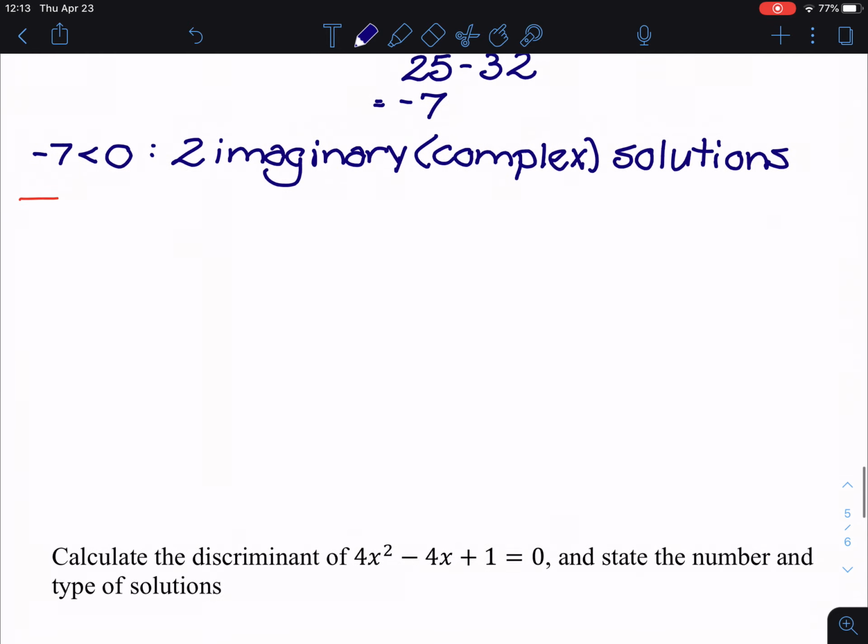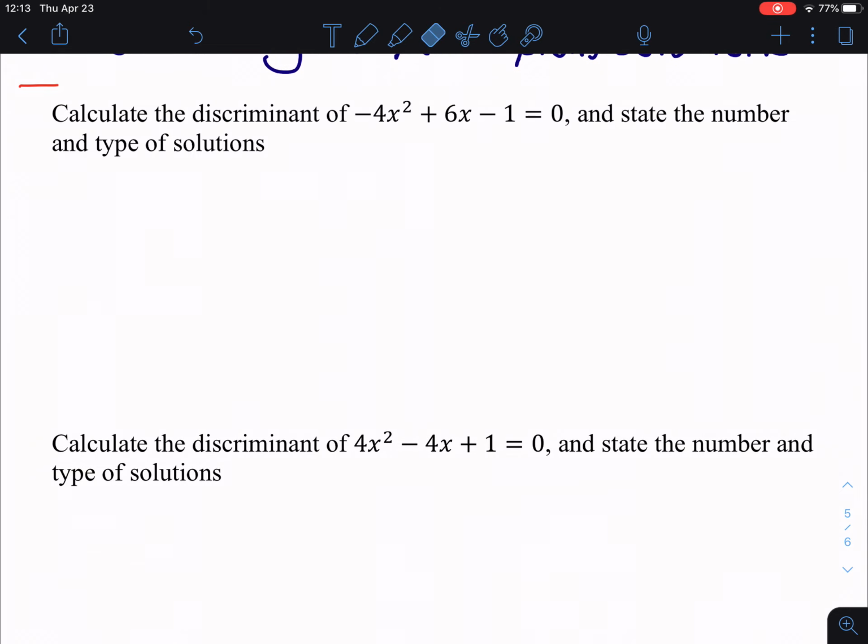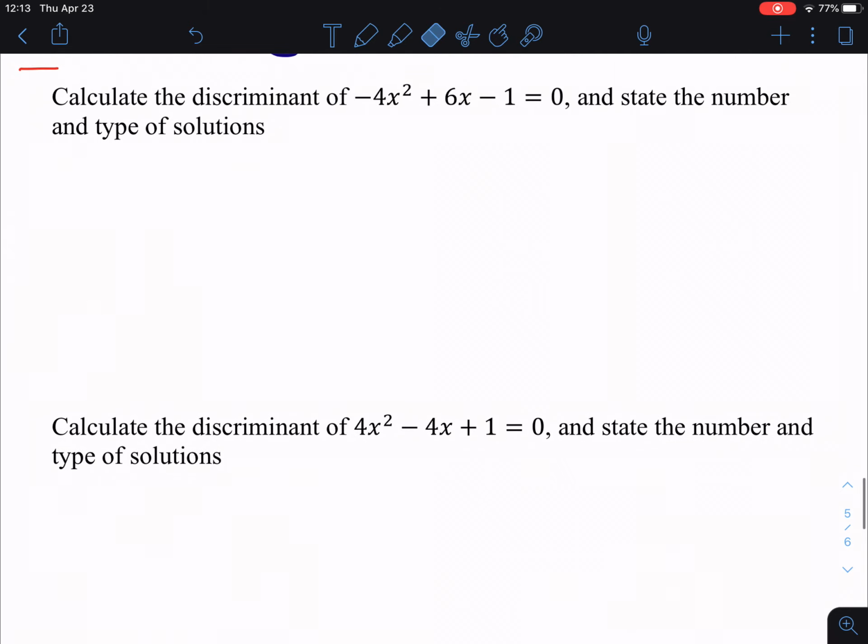Now we'll go ahead and do another problem here. So this one's set up. Okay, so now we're going to calculate the discriminant of -4x squared plus 6x minus 1. And again, we're going to state the number and type of solutions that we have. So I have here for my coefficients a, b, and c: a is -4, b is 6, and c is -1.